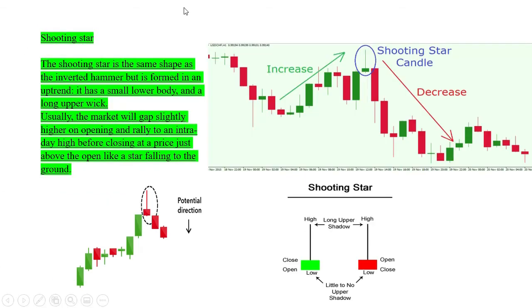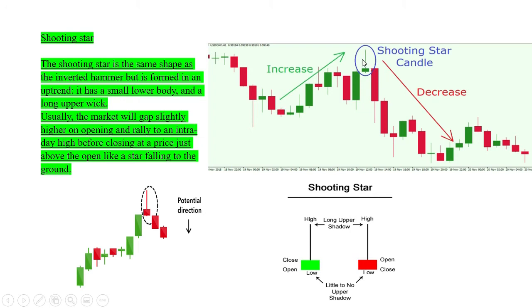So let's take a look at the next example. The shooting star. The shooting star is actually another very important candle that's very common, along with the three white soldiers. The shooting star is the same shape as the inverted hammer, but is formed in an uptrend. It has a small lower body and a long upper wick. Usually the market will gap slightly higher on opening and rally to an intraday high before closing at a price just above the open, like a star falling to the ground.